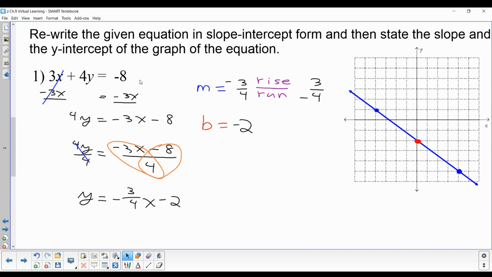And then we go back to the original equation, 3x plus 4y equals negative 8, and you write your original equation. And that is how you can write your equation into slope-intercept form and then graph using slope-intercept form. Please make sure you have this work right here if it's in slope-intercept form, and you have all the work if it's not.